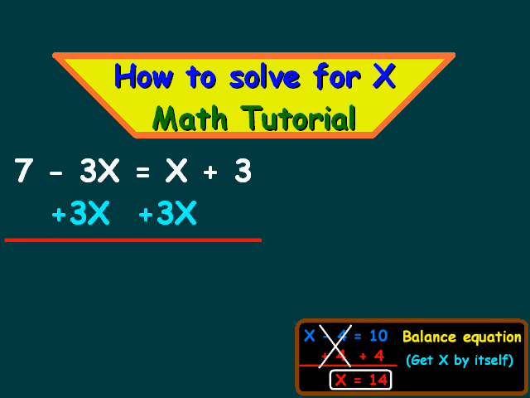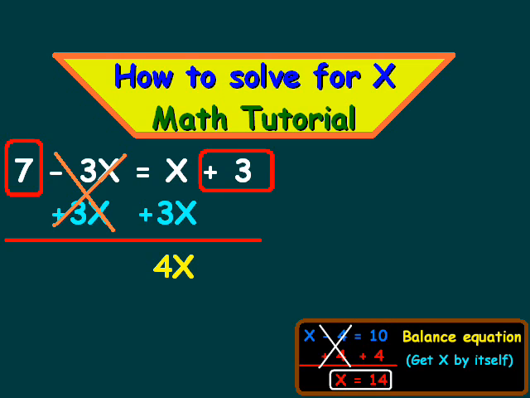And on the left side of the equation, the negative 3x and the positive 3x cancel out, so they're equal to 0. So you don't have to write anything there, or we can write 0 if we just want to be sure. On the other side of the equation, we have x plus 3x. Well, x plus 3x is going to be equal to 4x. So we have 4x on this side.